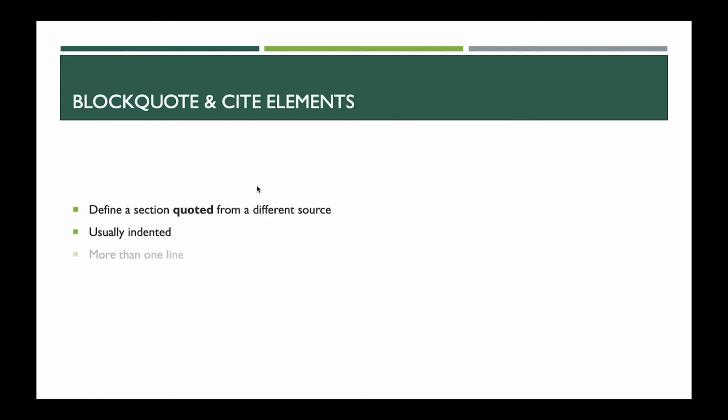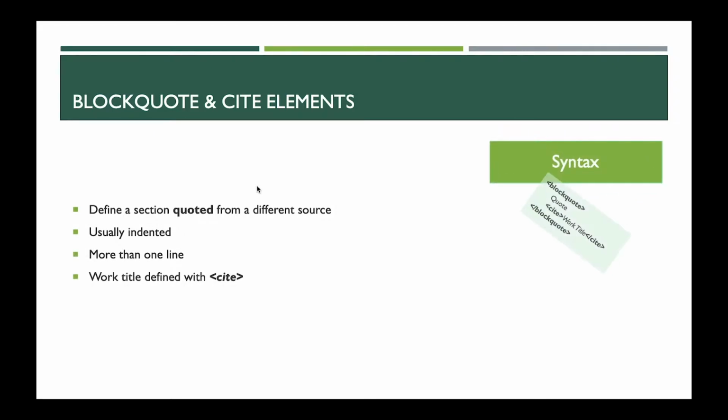So first off, blockquote and cite elements. Within HTML, we use blockquote to define a section that's quoted from a different source. The content within the blockquote is usually indented a little bit to the right side so that a user can differentiate between normal text, let's say a paragraph, and the quoted text, which is from an external source. We use blockquote for quotations or for text that is more than one line. If it's one line or shorter, then we use the q element, which is used for short quotations within HTML.